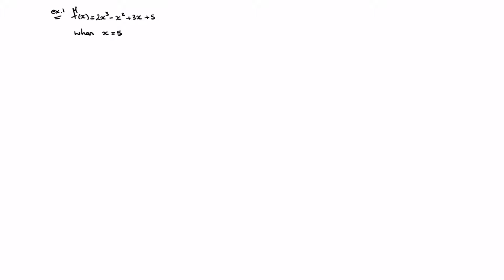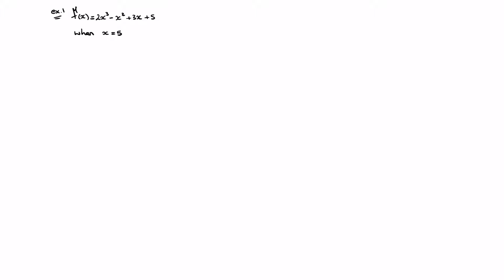In this video, we'll be learning how to evaluate polynomials using the nested scheme, which is also known as Horner's method. Now, we're given a polynomial function here, f of x equals 2x cubed minus x squared plus 3x plus 5, and we need to evaluate this when x equals 5. Well, what the nested scheme provides us with is a quick method for calculating this.